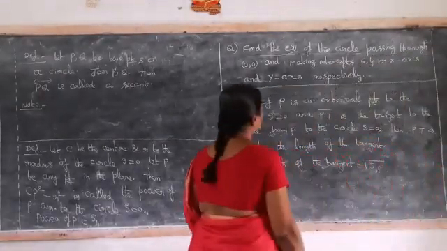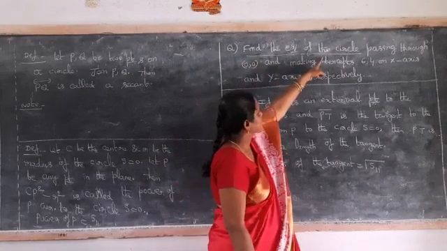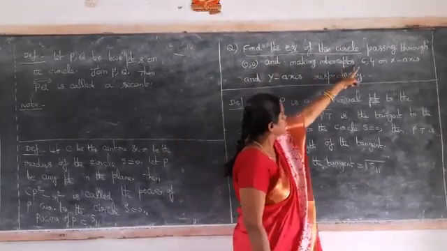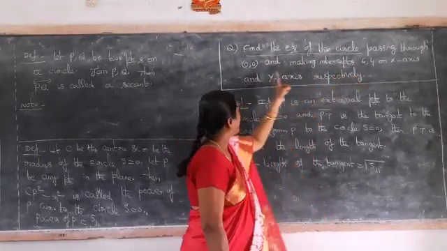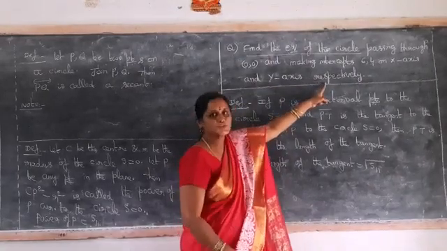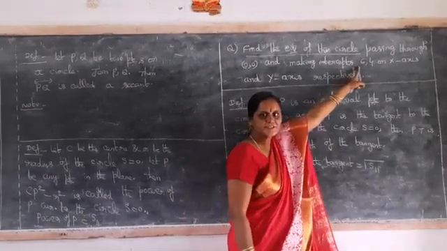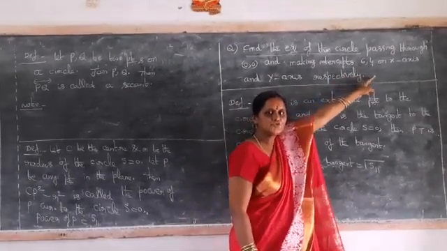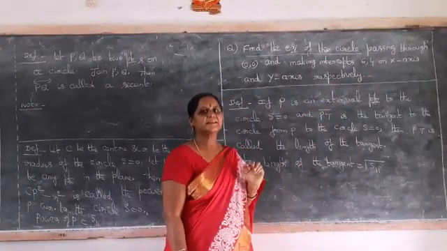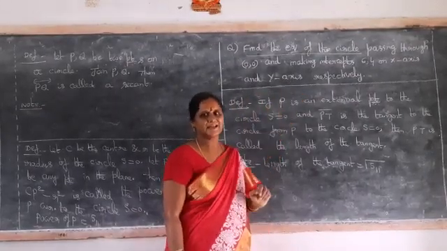Okay children, now I am giving you one homework problem. Find the equation of the circle passing through 0, 0 and making intercepts 6, 4 on x-axis and y-axis respectively. You find the equation of the circle passing through the origin with x-intercept length 6 units and y-intercept length 4 units, which is given as your homework problem. Okay, you do this solution later.